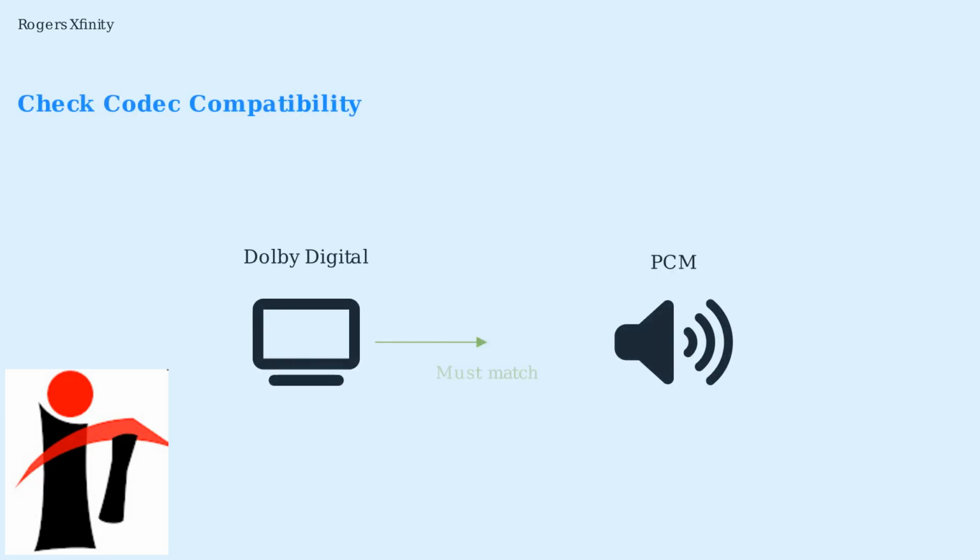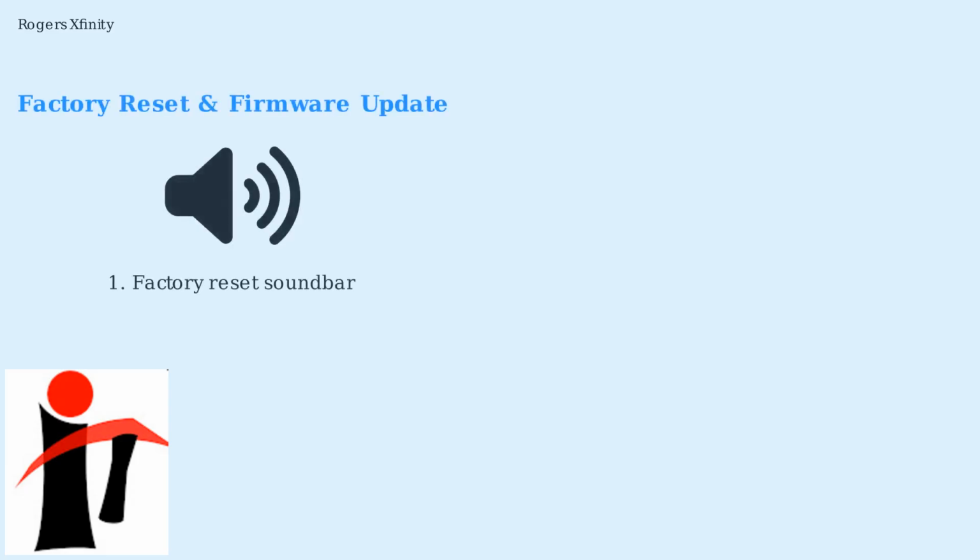Next, investigate codec compatibility. Ensure your Xfinity or Ignite TV box's audio output format matches what your soundbar supports. Mismatched codecs can cause volume failures. If issues persist, factory reset your soundbar and update its firmware via the manufacturer's app.